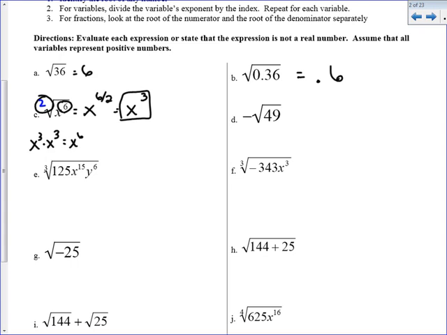How about D, negative square root of 49? Negative 7. So if I want the negative root instead of the principal root, I just throw the extra negative sign out front, carry it out front. Negative 7.